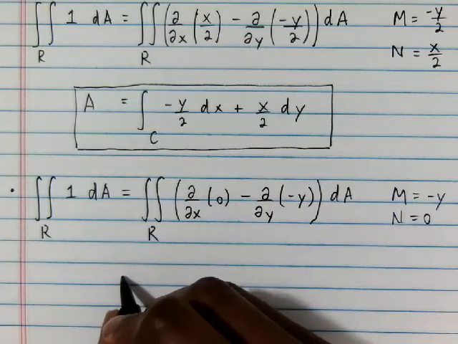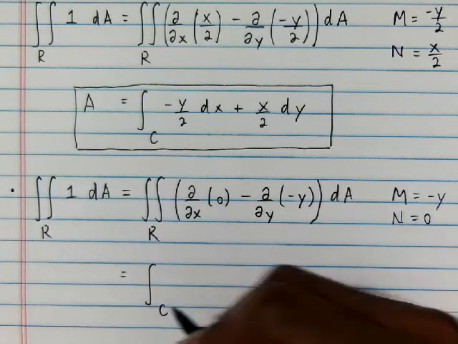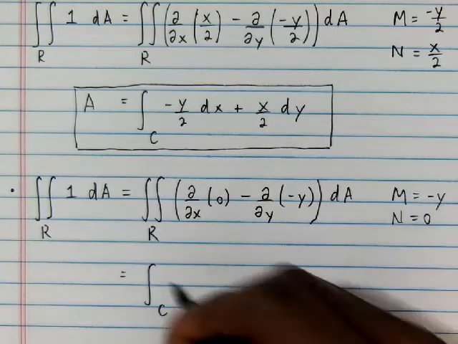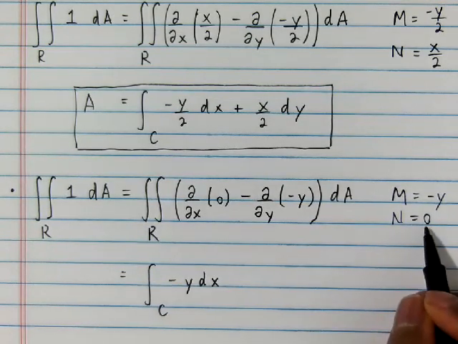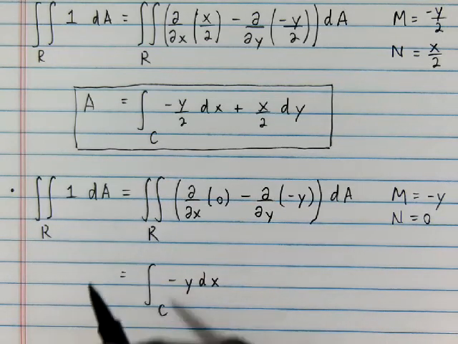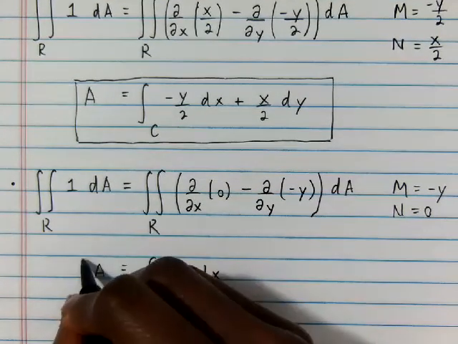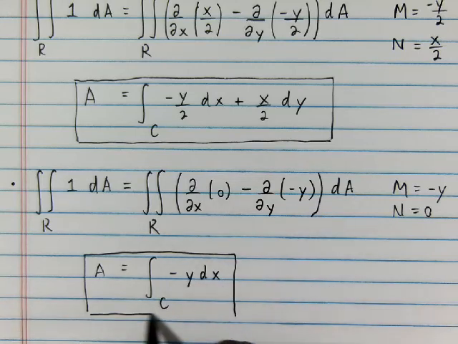And according to Green's theorem, this right here is the same as the line integral over C of our M, so negative y dx, plus our N dy, so 0 dy. So according to Green's theorem, those are the same, but we already knew that this is the same as area. So that's another way we can compute area, by using that formula right there.